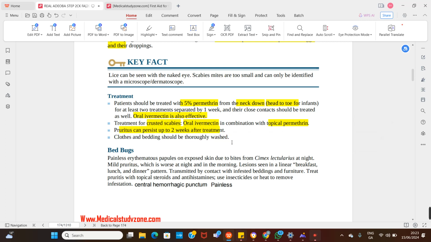And make sure you clean the fomites. Very, very important stuff, right? You have to clean the fomites, the beds, the clothing. You iron them, you wash them properly, you dry clean them so that they are free from the mite, they are free from the eggs, and everybody can be fine.